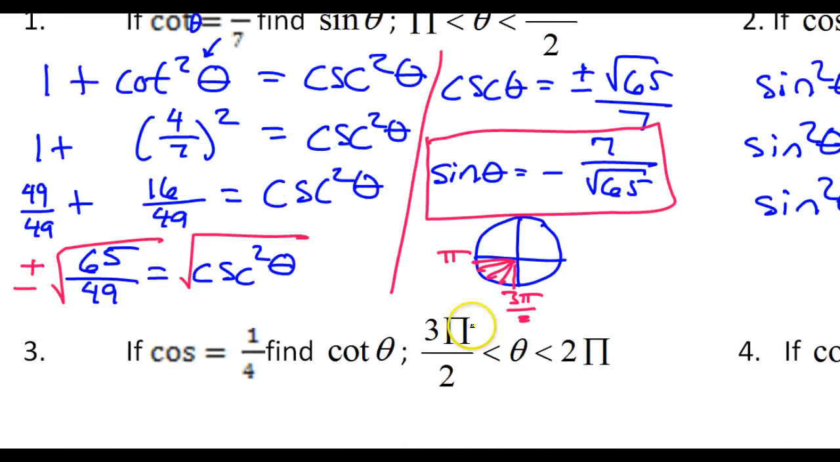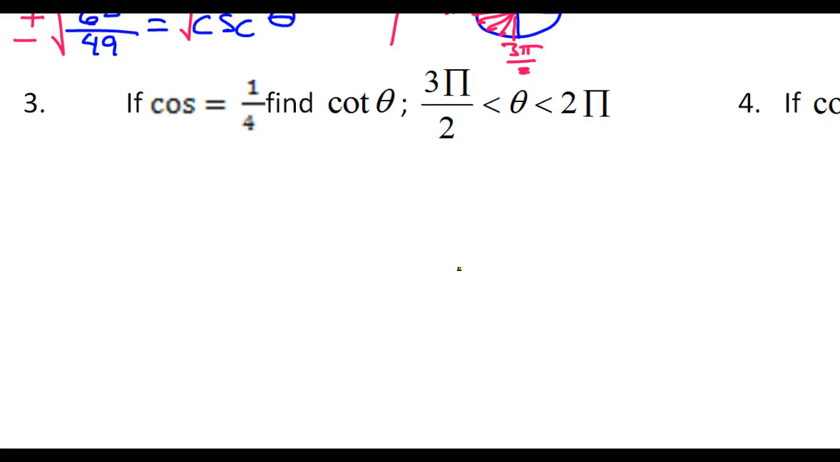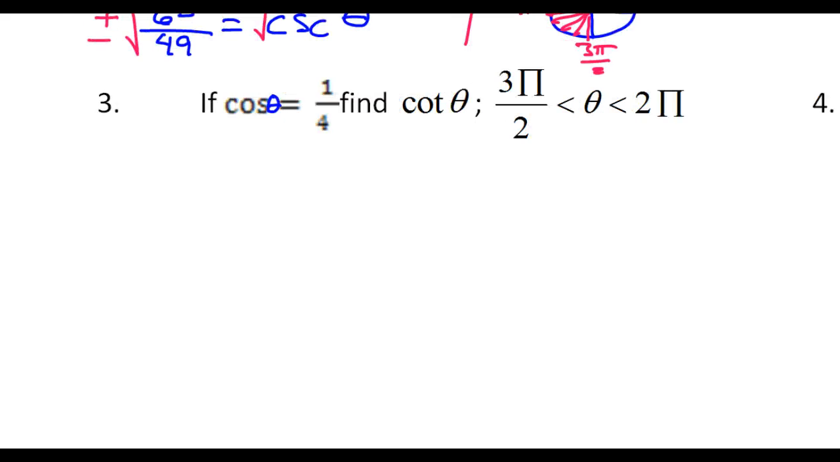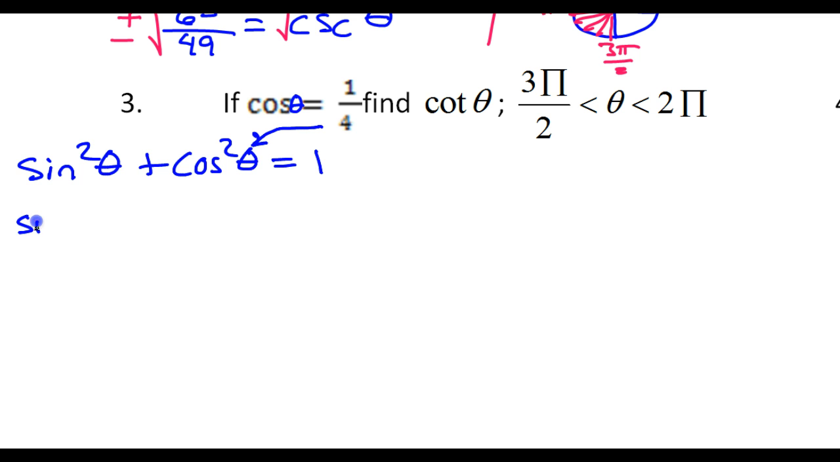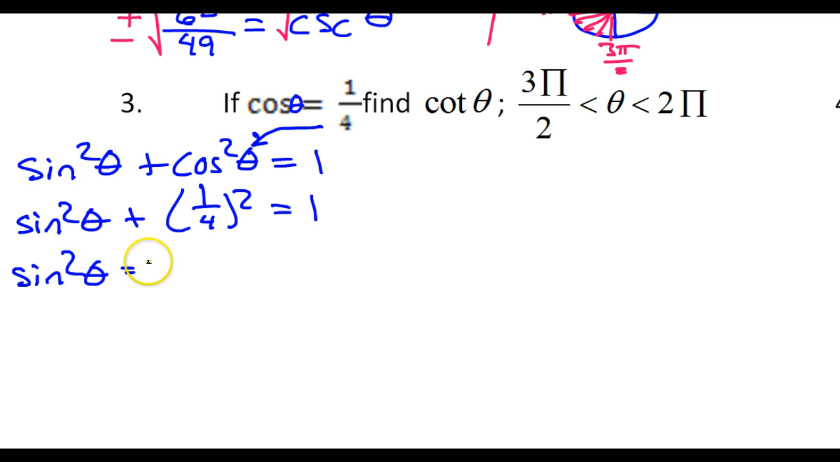Okay, let's knock out these 2 more examples. So number 3. This should always say cosine theta, not just cosine. So we're given the cosine, we're looking for the cotangent, so once again, let's go. We've got sine squared theta plus cosine squared theta is equal to 1. So let's take our cosine, put it in. So that's going to give us sine squared theta plus 1/4 squared is equal to 1. Whoops, it should be plus. So that's going to be 1/16 once I square it.